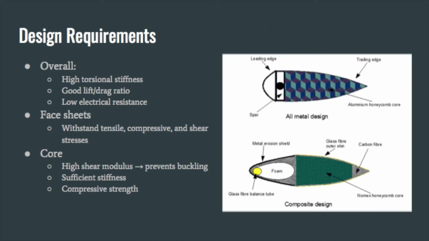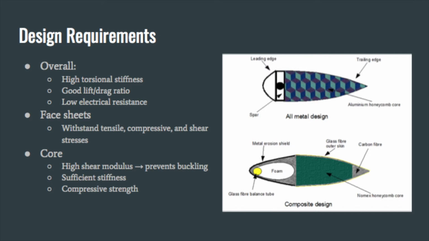The two main design requirements for rotor blades are high torsional stiffness and good lift-to-drag ratio. It is also necessary to have low electrical resistance on the skin, as a lightning strike would damage the composite blade. There are also different design requirements for the different parts of the sandwich structure.